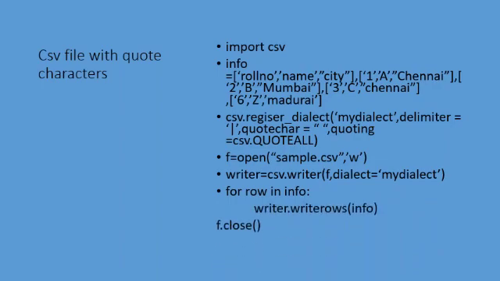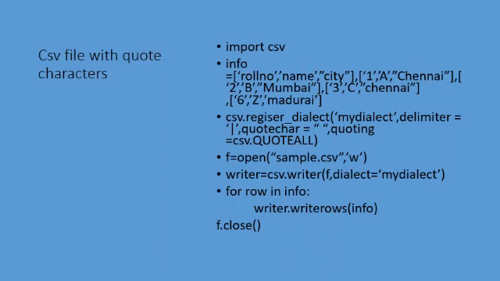First, as usual, import csv, then info is equal to the same data, and next csv.register_dialect. In this place only we are changing things one by one. My dialect, comma, delimiter equal to pipe symbol and quotechar equal to double quotes. What character am I going to add? Double quotes. So for that I am giving quotechar equal to double quotes, and quoting equal to csv.QUOTE_ALL. I want to display everything fully, so quoting is equal to csv.QUOTE_ALL.